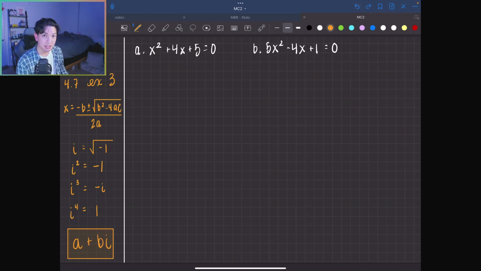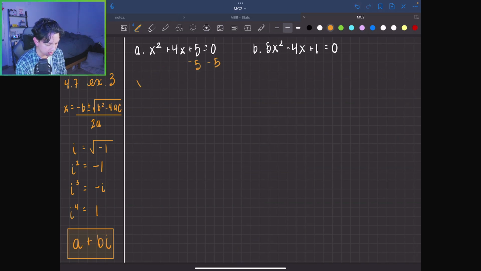To solve this quadratic equation, we have to isolate the variable x. So, for A, I'm taking a look. Maybe I could use the quadratic formula, but that might take a long time. I'm going to try by completing the square here. So how do we complete the square again? Well, first things first, we need to make sure that it is in the form of ax squared plus bx equals c. So I'm going to move over this positive 5 by subtracting 5 on both sides.